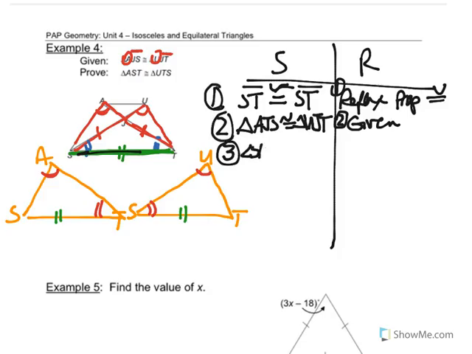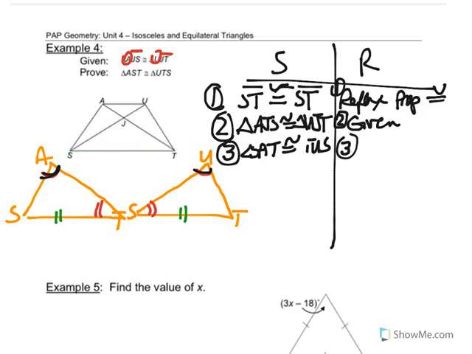Angle SAT is congruent with angle TUS. So that's these angles right here. How do we know that? Because let's go way back to the beginning. These two triangles were given to us as being congruent, so we can say CPCTC: corresponding parts of congruent triangles are congruent.